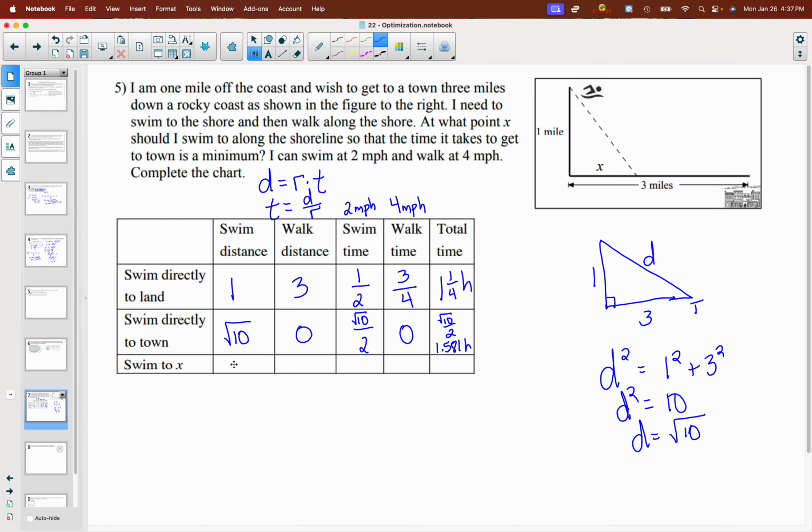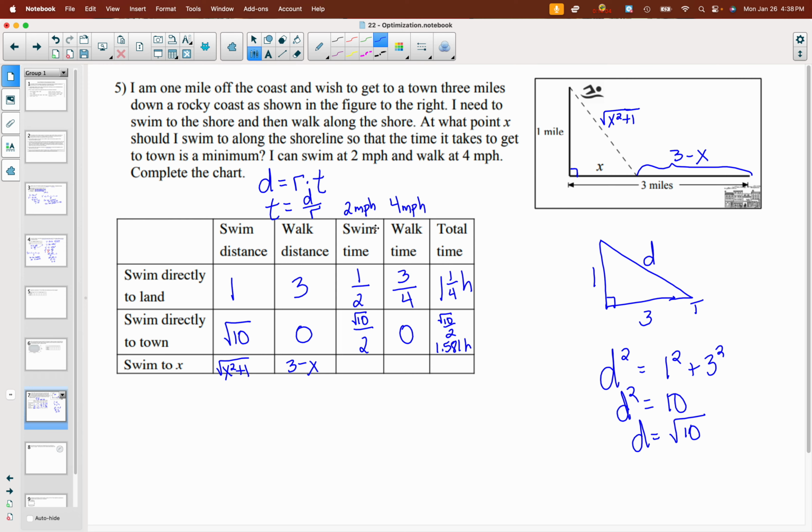So then my swimming distance is going to be, well, let's think about what that would be. If this is 1 and this is X here, then my swimming distance is going to be the square root of X squared plus 1. I'm using the Pythagorean theorem. So that would be my swimming distance, the square root of X squared plus 1. My walking distance, if I land right here and that's X miles, then what's left, this portion here, would be the total 3 minus x. So that's my walking distance.